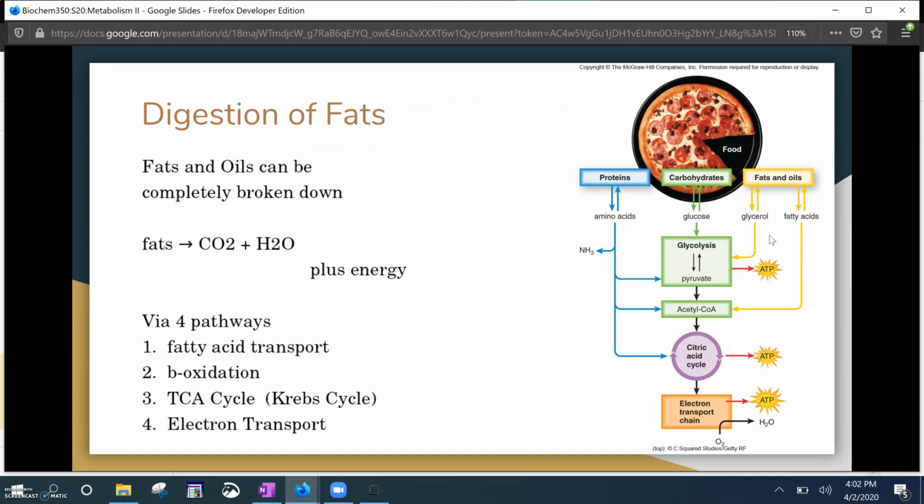So let's just talk a little bit about the digestion of fats. I just want to see how long I have. I think I'm at about 11 minutes. I may have to break this soon.